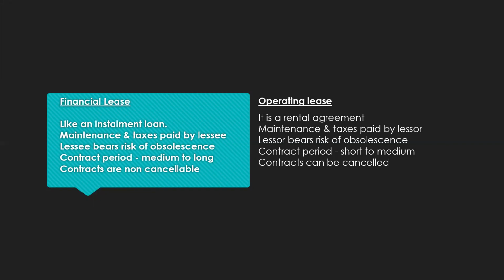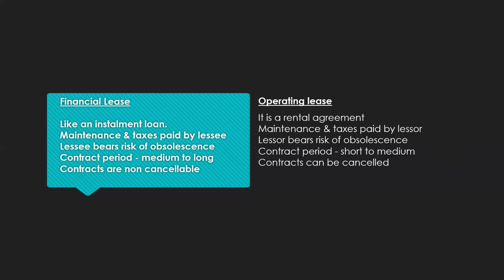Whereas in case of operating lease, it is a rental agreement where you will be paying only the rent for the assets. The second difference is that maintenance and taxes are paid by the lessee himself. The person who is borrowing the asset, or the person who is taking it on rent, will be in charge of paying for the repairs and the insurance charges.